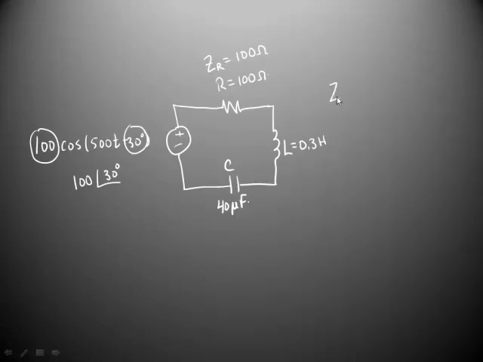The impedance of the inductor, on the other hand, is a function of the angular frequency. J, square root of minus 1, times omega, times the inductance. The angular frequency for our voltage source is 500 radians per second, times 0.3 henries, for a grand total of J 150, and it's ohms now.